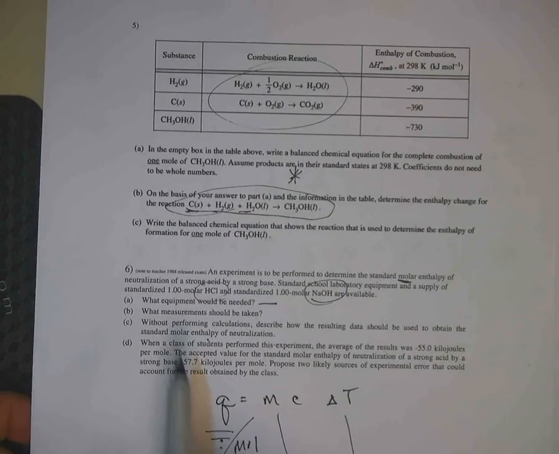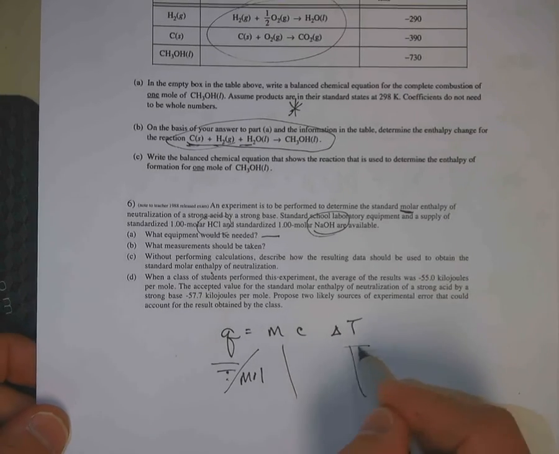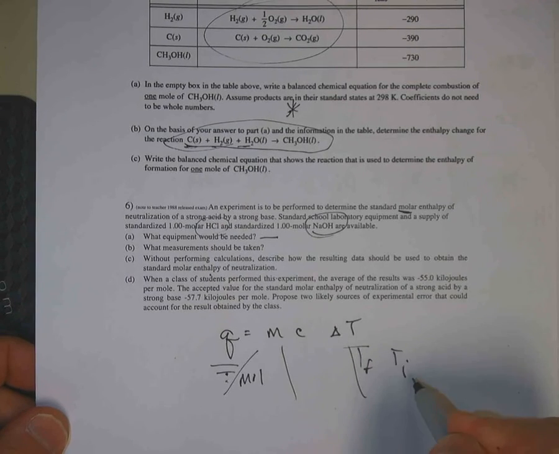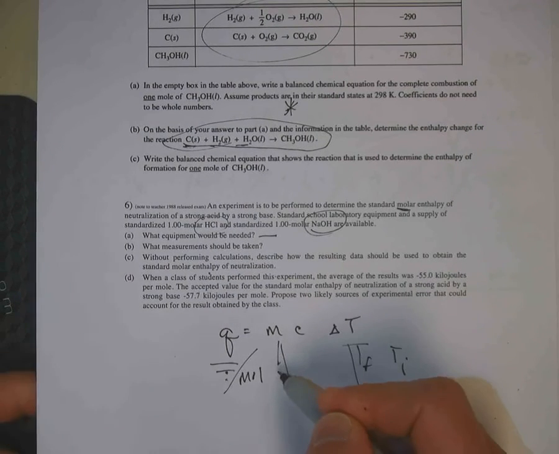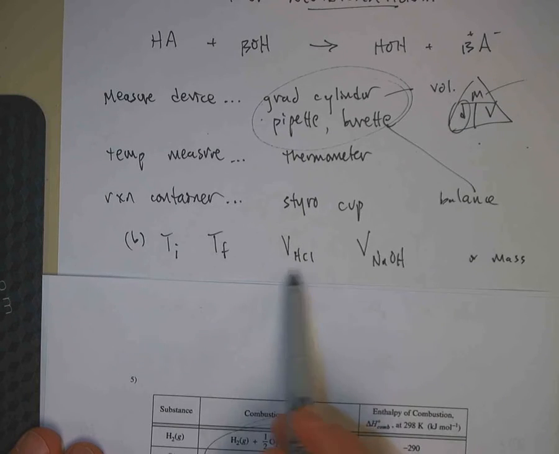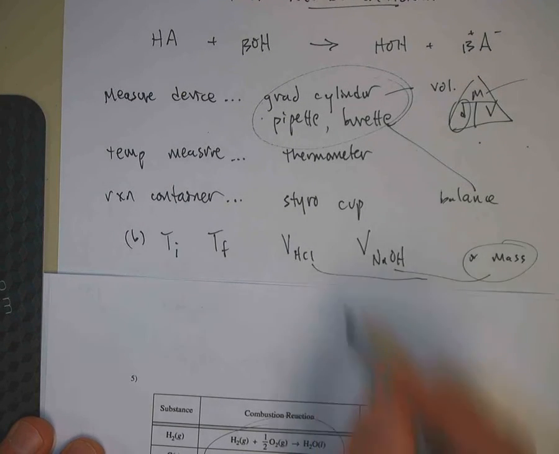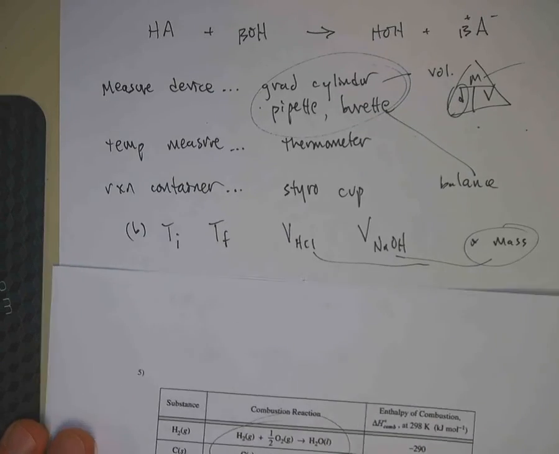Secondly, it says what measurements would need to be taken? Well, look at the equation. I'm going to have to measure the temperature final and the temperature initial. I'm also going to have to measure the mass or the volumes of each one of these things. So temperature initial, temperature final, the volume of the HCl or the volume of the NaOH. Alternatively, I could say the mass of each one of these acids or bases.